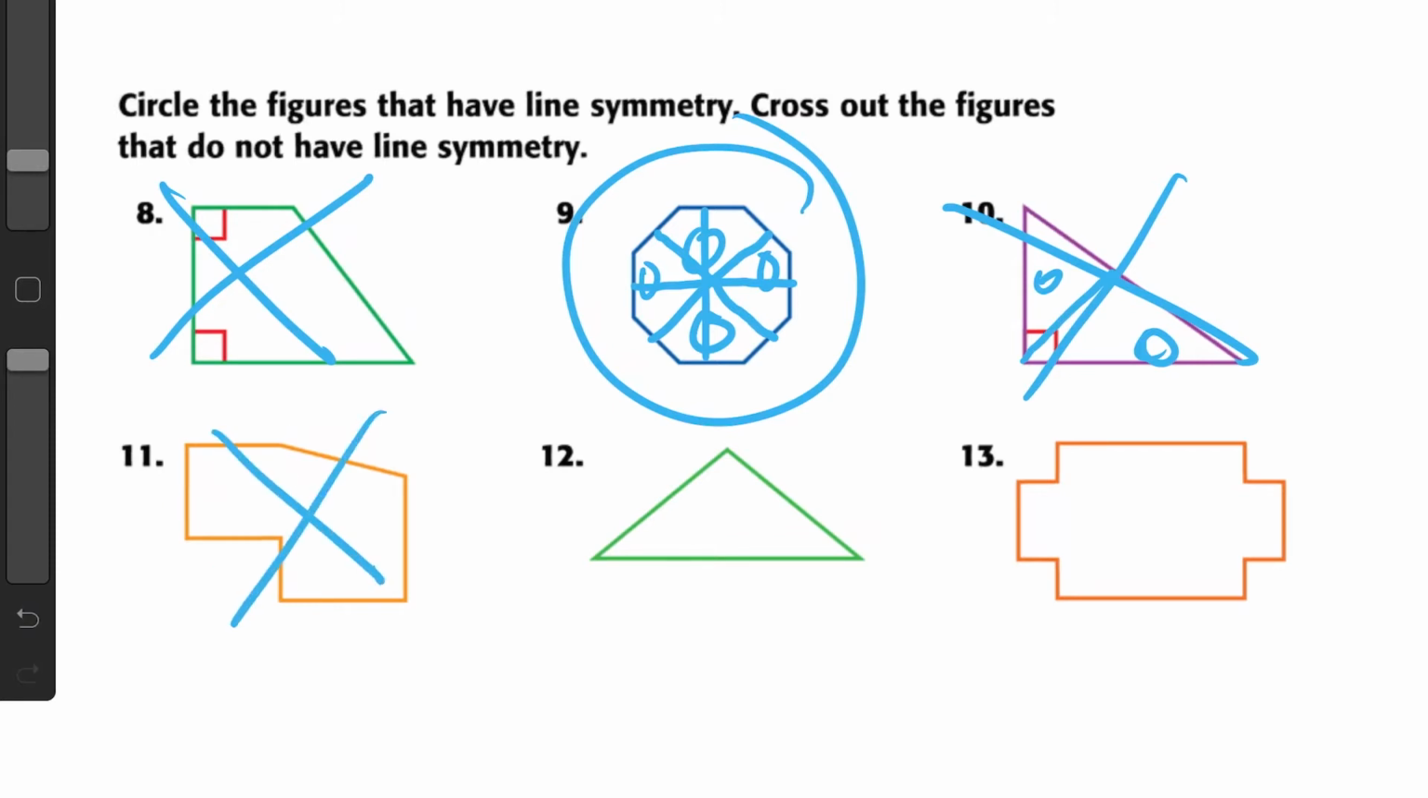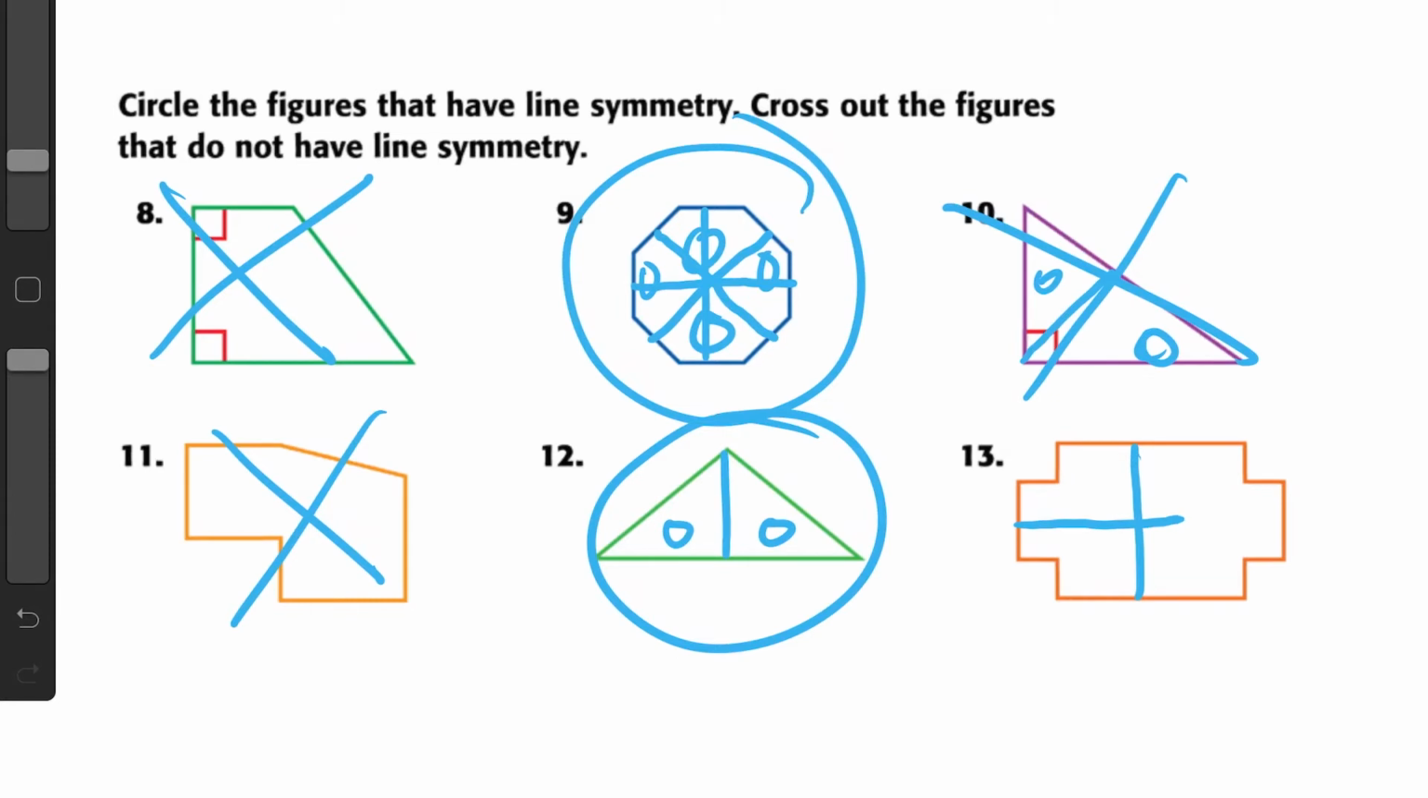All right, number 12. Looks like we have a line of symmetry right there. If we were to fold it in half, this side would match up with this side. All right, number 13, I can see two lines of symmetry. I can see one here, and I can see one here.